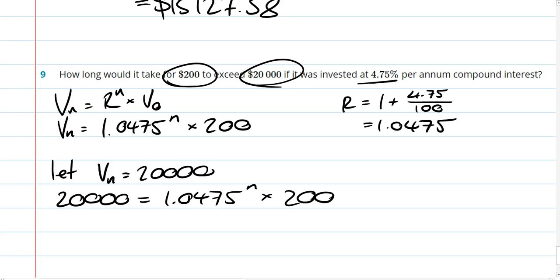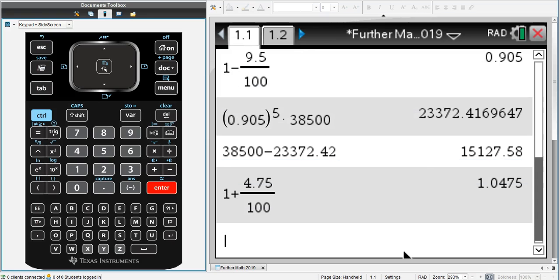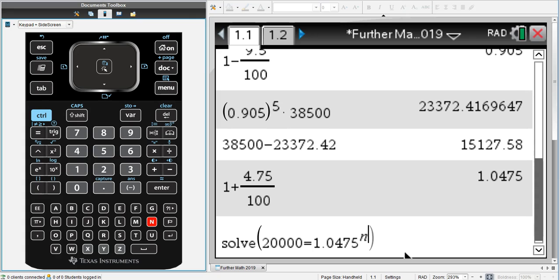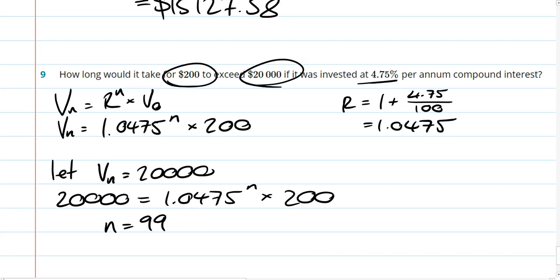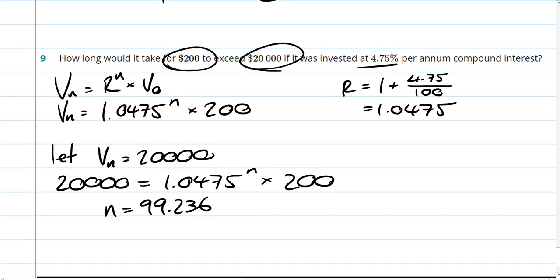And that's the sort of thing that we're going to solve on our calculator. So menu, algebra, solve. 20,000 equals 1.0475 to the power of n times 200. Solving for n gives us 99.236. What that means is that sometime during the 99th year, it will get to $20,000.